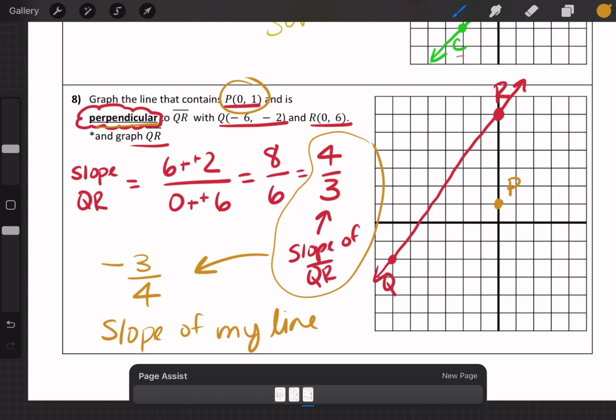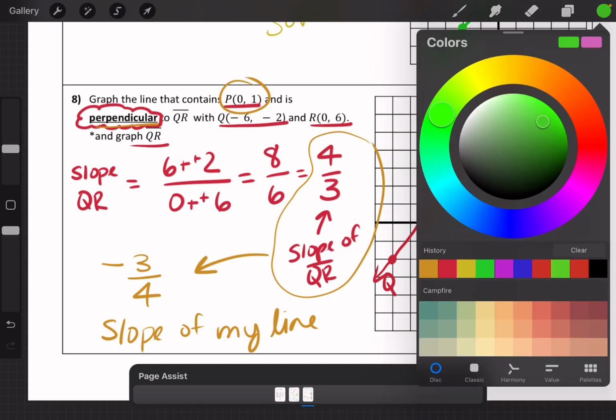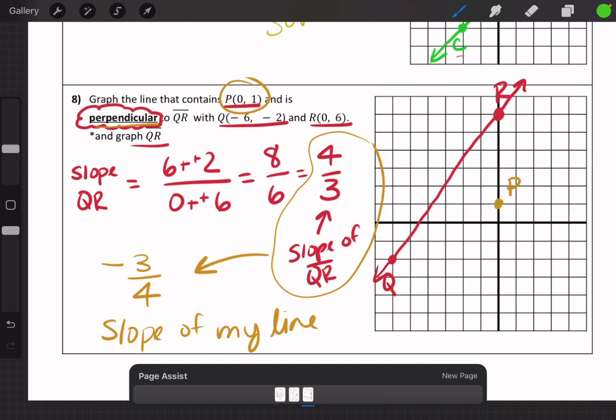So from this P, which again, I'll change colors for you. From P, we're going to go down, because it's negative, 1, 2, 3, and then we're going to go right, 1, 2, 3, 4. And we're going to draw our nice, perfectly straight, again, use a ruler line.